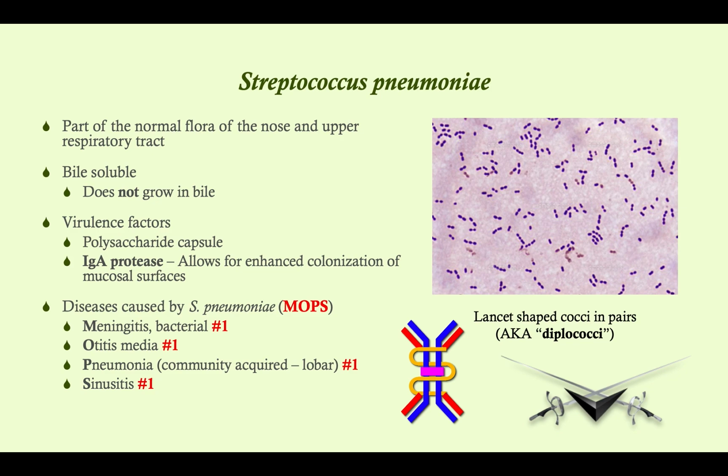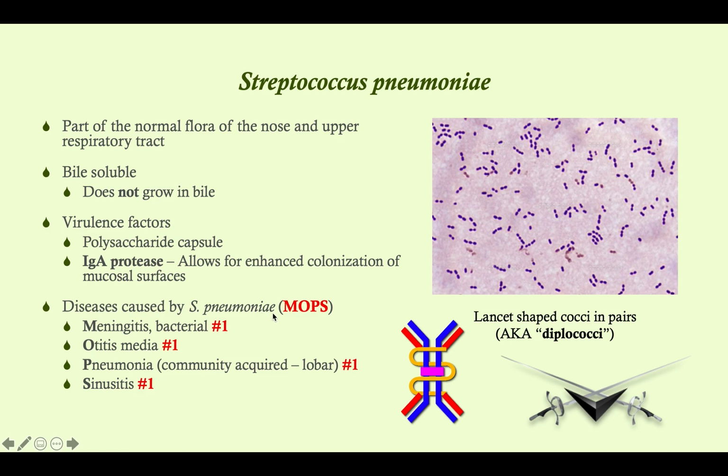Also, strep pneumo has something called IgA protease. This is IgA down here. And IgA, remember, is a very important mucosal antibody. And what IgA protease does is it breaks it down. Now, normally IgA is on mucosal surfaces and it protects the mucosal surfaces from being colonized by too much bacteria. If something can break down IgA, it has enhanced colonization capability of the mucosal surface. And you'll see that the diseases caused by strep pneumo are all on mucosal surfaces.